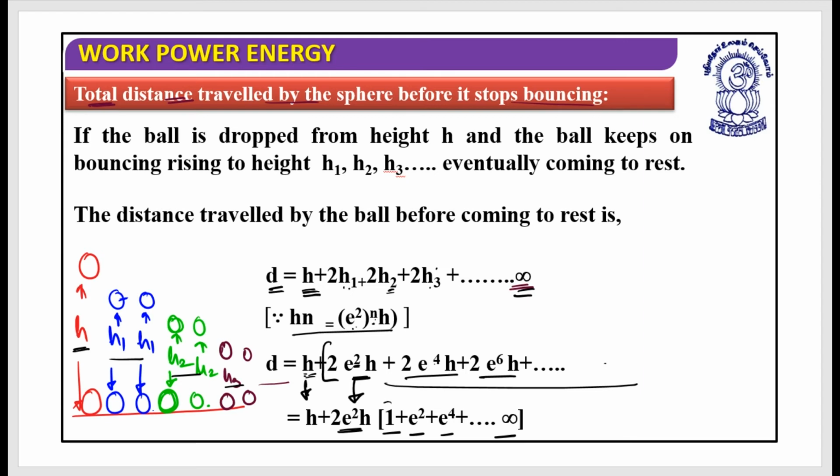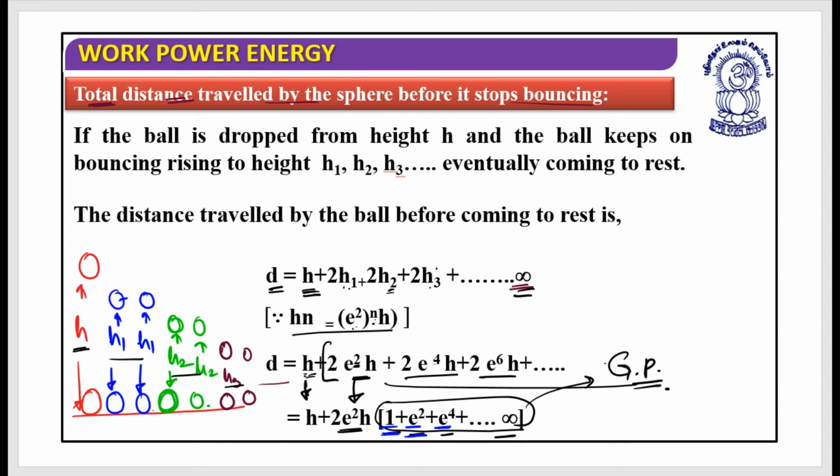Now, if you observe this series very carefully, do you find anything? Do you find anything that you understood about the series? Yes, it is the GP, geometric progression. If you take a ratio of the second term to the first term, it's e square over 1.